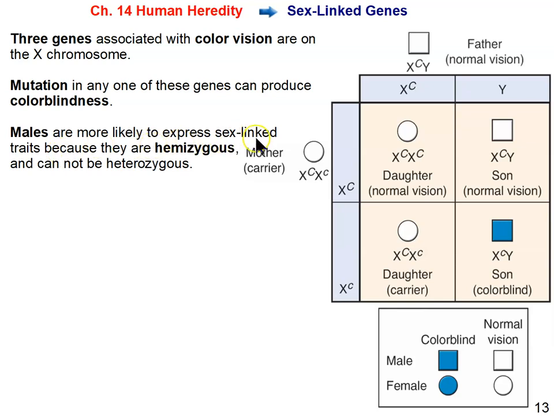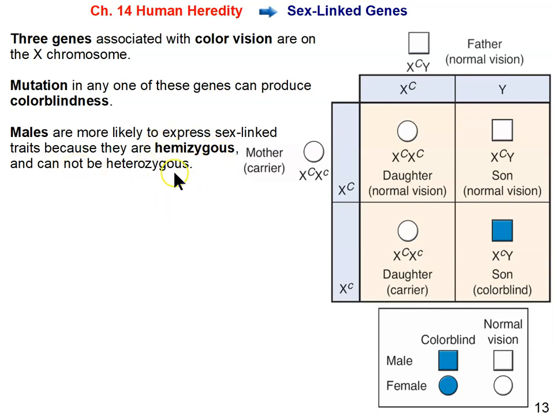Males are more likely to express sex-linked traits because they are hemizygous, if you'll recall. That means they only have one allele. Hemi means half, so they have half the normal number of alleles. Usually you have 2 alleles for every gene, one from your mother, one from your father. But in the case of sex-linked traits, males only have 1 gene for those genes that are only on the X chromosome. So that's half the normal number, and then we call it hemizygous instead of homozygous or heterozygous. Hemizygous, half.